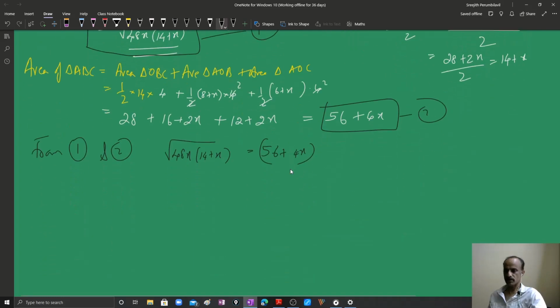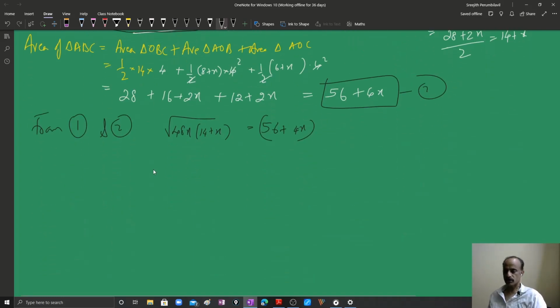56 plus 4x. In order to solve for x, you have to square both sides. So you'll get 48x into 14 plus x is equal to 56 plus 4x. What I can do is take a 4 outside: 4 into 14 plus x, whole square. This is equal to 16 into 14 plus x whole square.